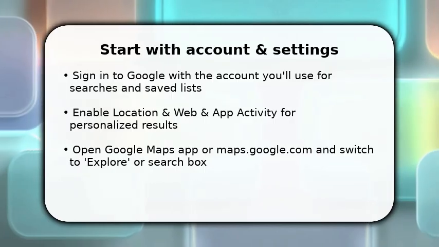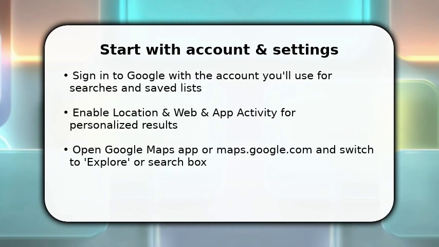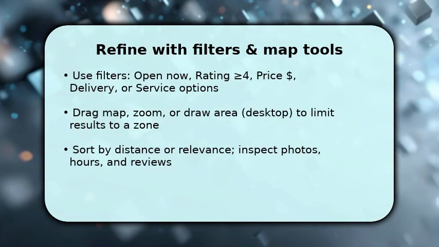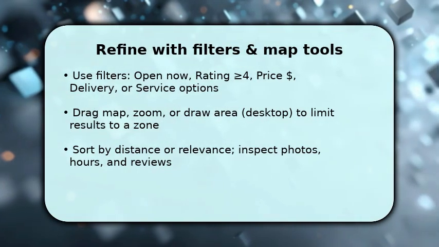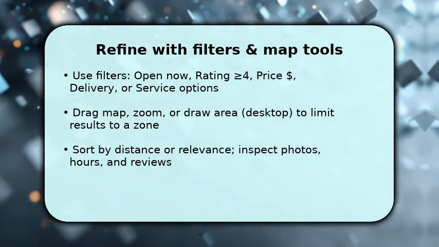Once done, scan the results list on the left or bottom to see pins populate on the map, and prepare to refine. Once you see an initial set of businesses, refine using filters. Tap Open Now, set rating to 4+ or choose price level to match budget.